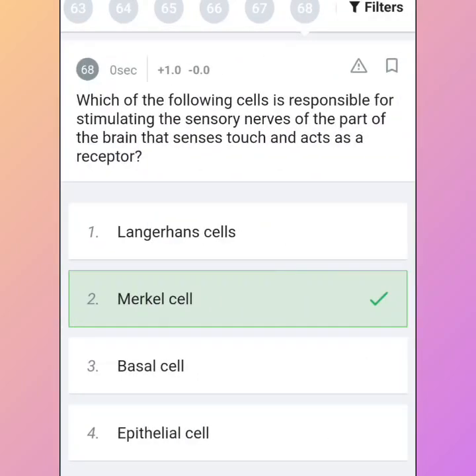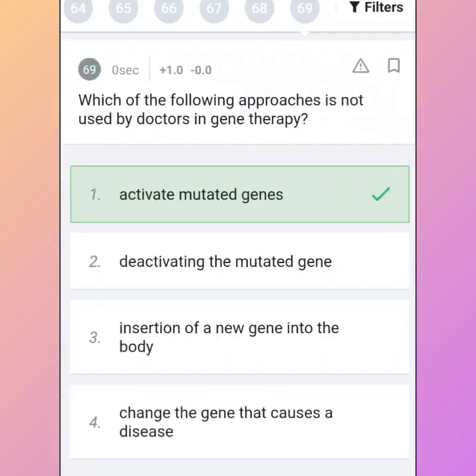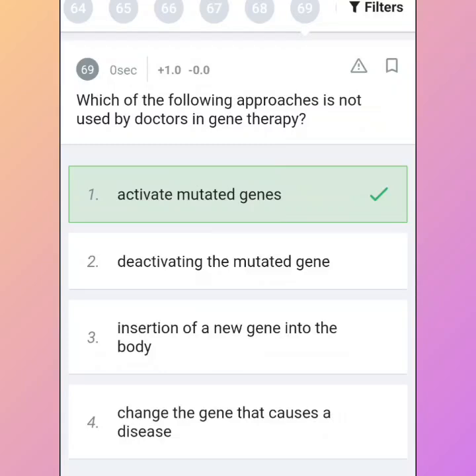Which of the following cell is responsible for stimulating the sensory nerve of the part of the brain that senses touch and act as a receptor? Second, Merkel cell. Which of the following approaches is not used by doctors in gene therapy? Option first, activate muted gene.